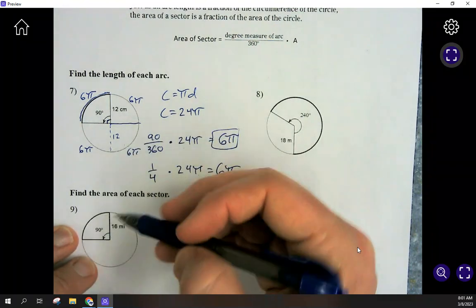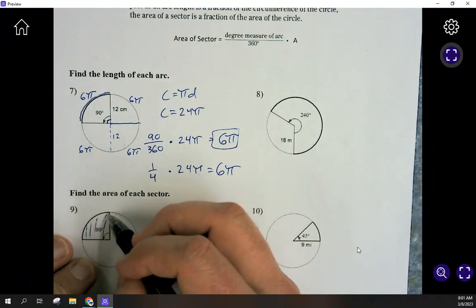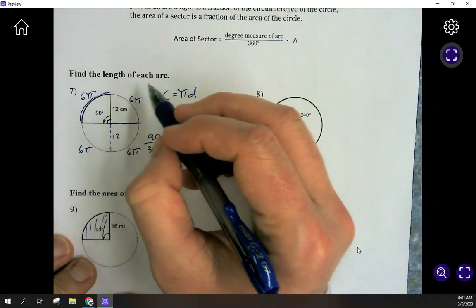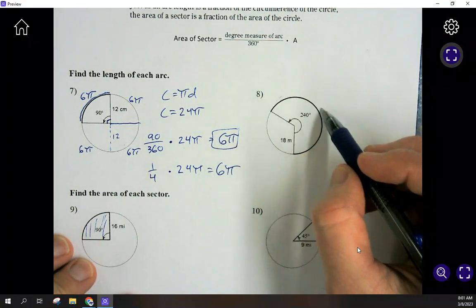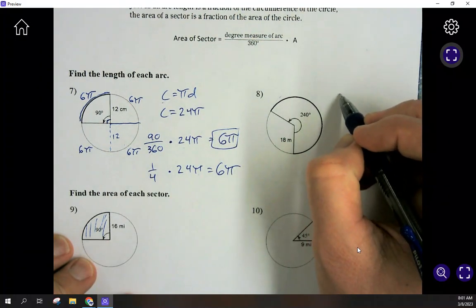Obviously, we've got to be careful. These questions look very similar. Area is talking about all of this section. The arc is just talking about the distance around the outside. So make sure you're using circumference or area, whichever one they're asking for.